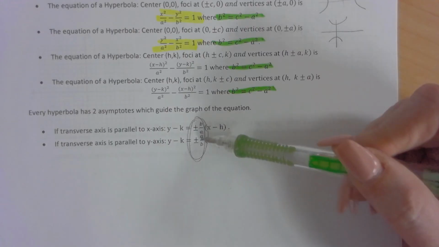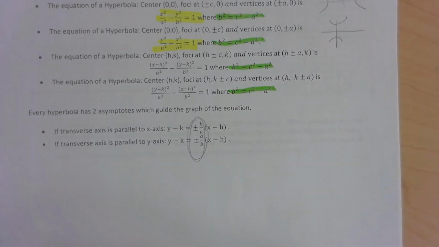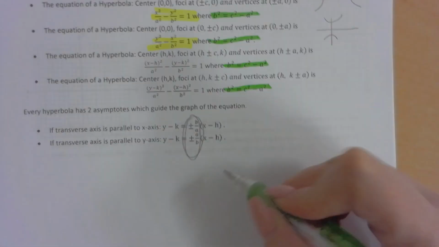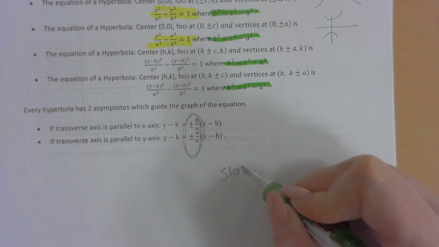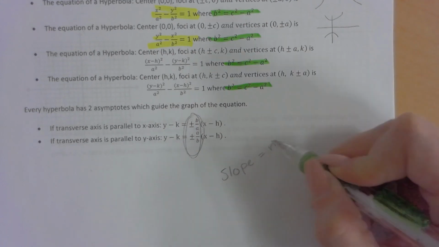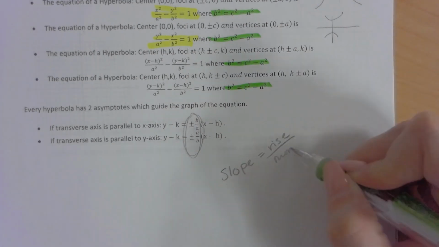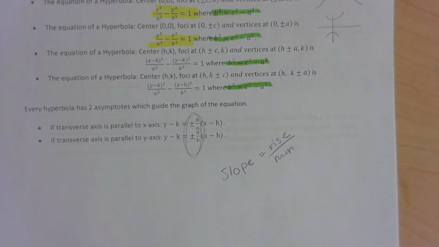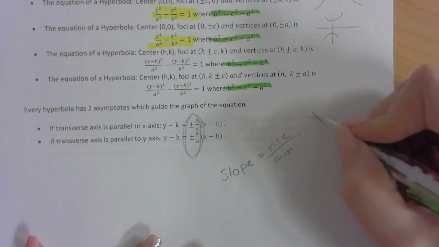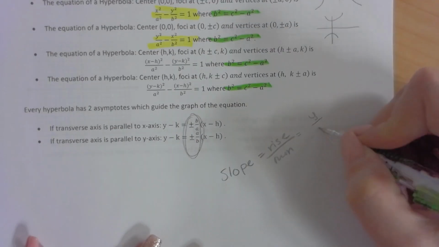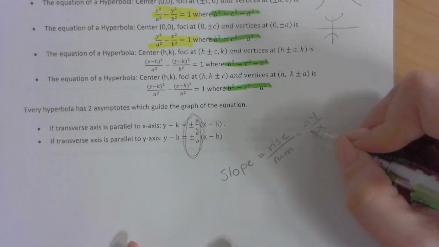So the way I like to remember this is we know that in algebra slope is always rise over run. That's algebra, we've known that forever, rise over run, which tells us y over x, right? The change in y over the change in x. So I like to remember it that same way.